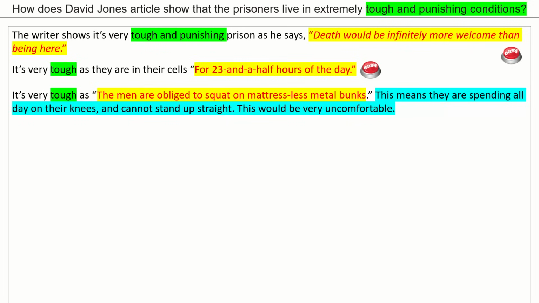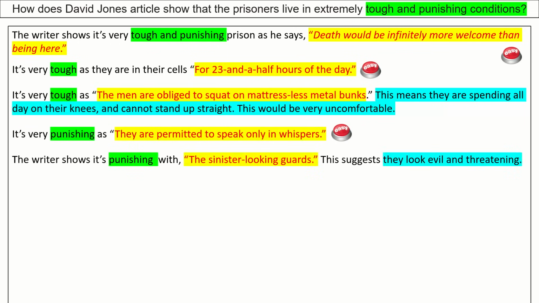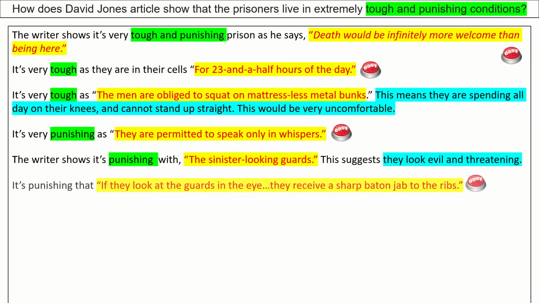So then I've zoomed in on the word squat. This means they're all spending all day on their knees and can't stand up straight. This would be very uncomfortable. It's very punishing as they're permitted to speak only in whispers. The writer shows it's punishing with sinister looking guards. This suggests they look evil and threatening. It's punishing if they look at the guards in the eye, they receive a sharp baton jab to the ribs.